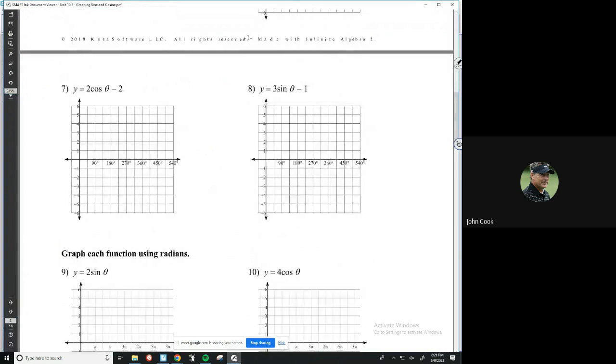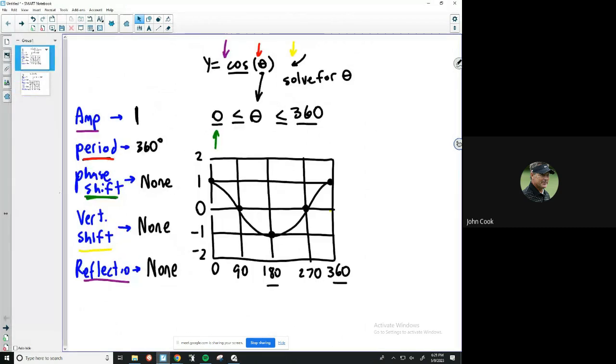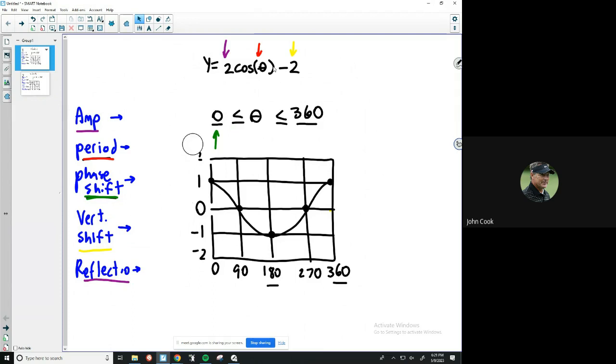So it looks like we've got 2 cosine minus 2. All right, so yeah, let's do that one. We've got to go to the cosine graphs now. And this is going to be 2 cosine of theta minus 2. Okay, here we go. Ready? So let's start writing this stuff up. We're going to have to change that up maybe.